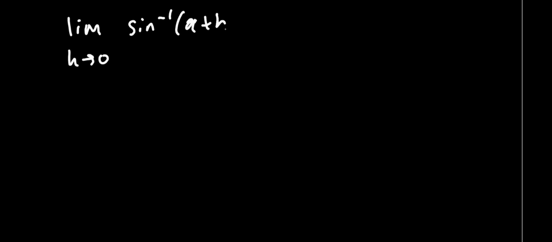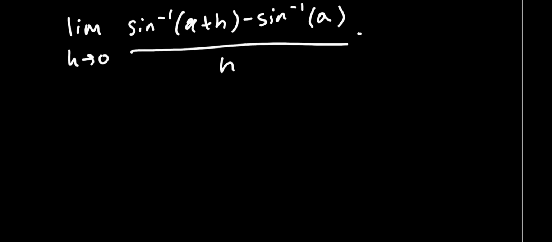Okay, we're going to have the limit as h approaches 0 of arc sine of (a plus h) minus arc sine of a, all over h, is going to be equal to 2. So let's find the value of a that satisfies this limit. I'll give you a few seconds to solve this one.